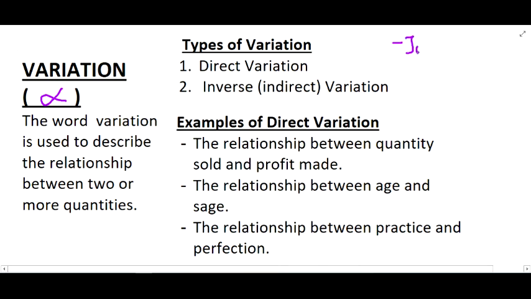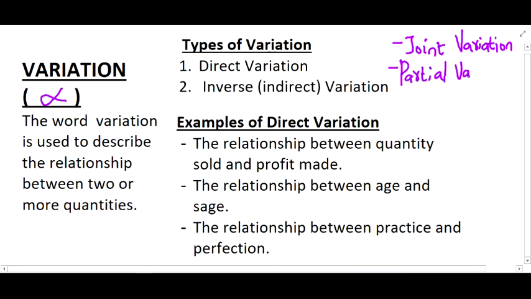We have joint variation, and then we also have partial variation. This is the 4th one and this is the 5th one, but in the course of this lesson we'll be dwelling only on this and this. So these ones, they don't actually often show in most of your exams like JAMB and WAEC.